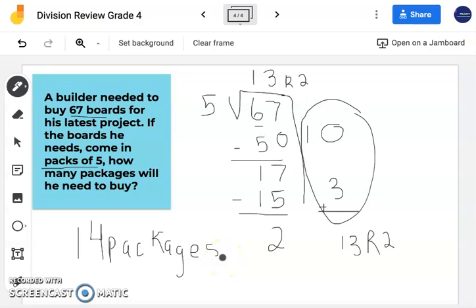So problems like this get a little bit tricky because you do all this hard work to solve your problem, and then you find that your quotient and your remainder is not even the answer. But in order to determine 14 packages, you do have to analyze and interpret your quotient and remainder. You needed this quotient and remainder to help you determine that 14 packages is your final answer.